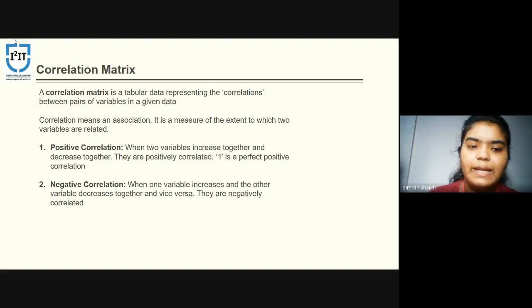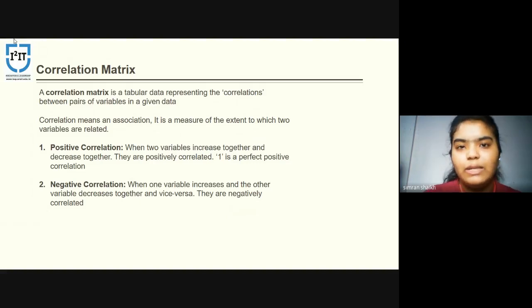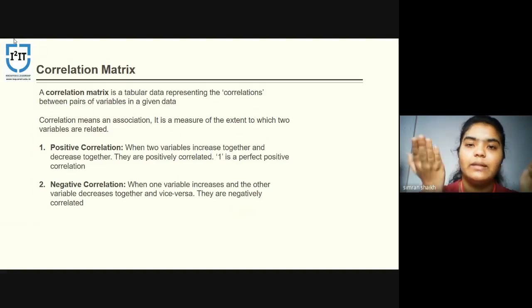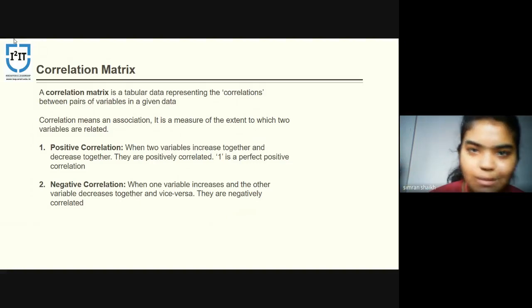Now, there are three types of correlation: positive correlation, negative correlation, and zero correlation. So, we will see each term easily. What is positive correlation? When two variables increase together and decrease together, they are positively correlated. That means it is perfectly correlated. For example, demand and profit. As demand increases, profit increases. As demand decreases, profit decreases. In the same way, it is a positive correlation.